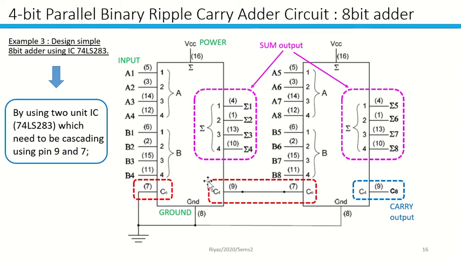And please make sure the Cin of pin number 7 of the first IC is grounded. Also you have your VCC power, and pin number 8 is grounded. So when you total up input A and input B, you're going to have a sum over here, and a sum over here. So don't forget to get the sum number 1, 2, 3, 4, 5, 6, 7, 8, and Cout as a carry output.